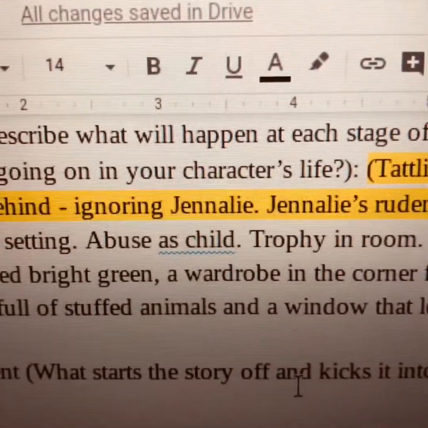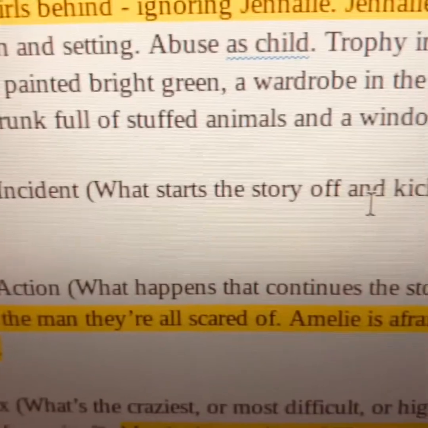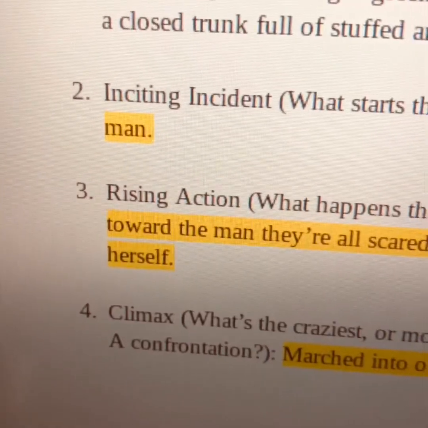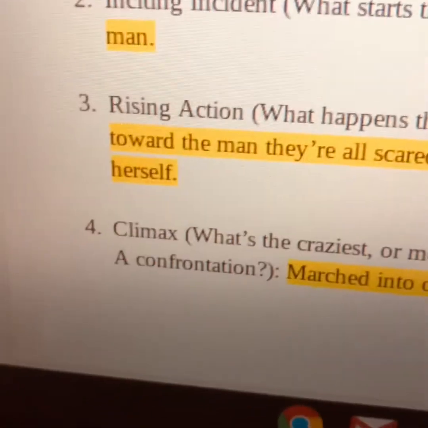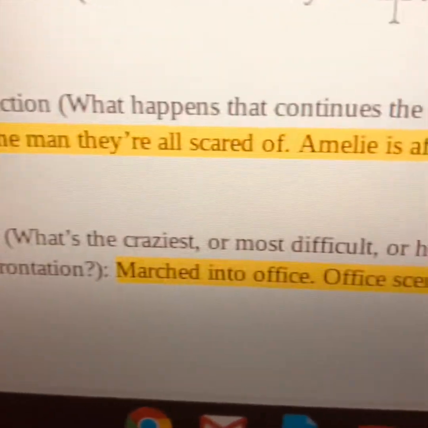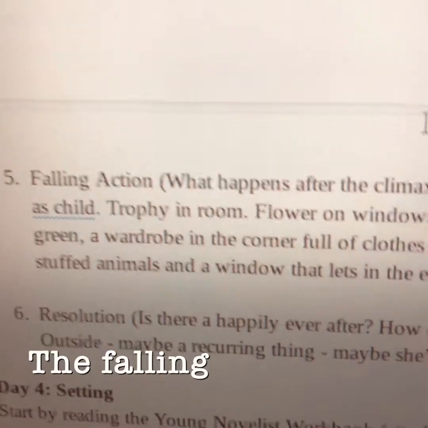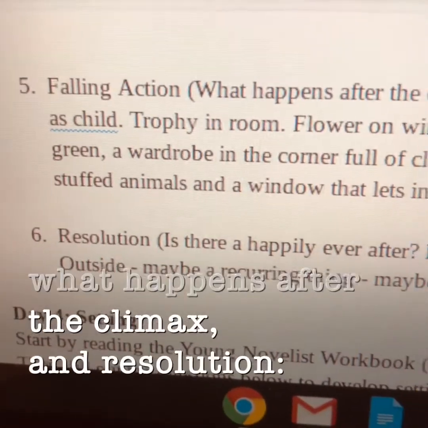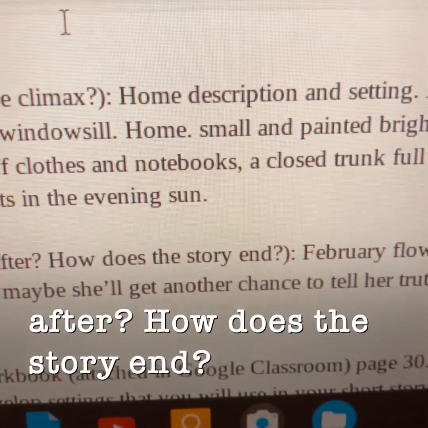The setup. What's going on in your character's life at the beginning? The inciting incident. What starts the story off and kicks it into gear? The rising action. What happens that continues the story? The climax. What's the craziest or most difficult moment in the story? The falling action, what happens after the climax, and the resolution. Is there a happy ever after? How does the story end?